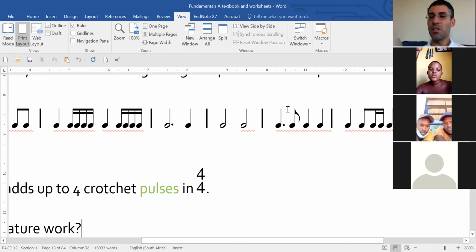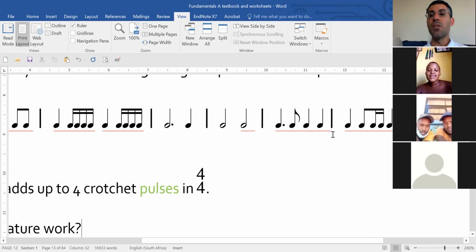Okay, how much is a dotted crotchet worth? 1.5. How much is a quaver equal to? Are you sure? A quaver? It's a half. A half, yes. So we've got 1.5 plus a half is equal to 2 so far. Plus 1 is 3. Plus 1 is 4. The pattern is finished. We put a bar line.